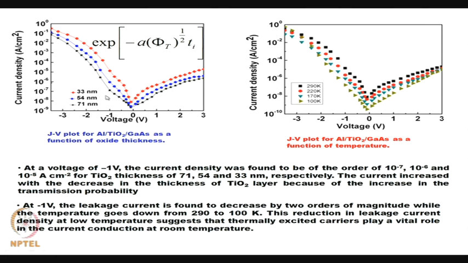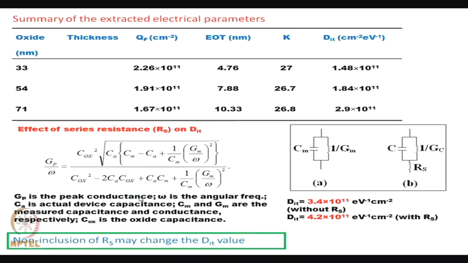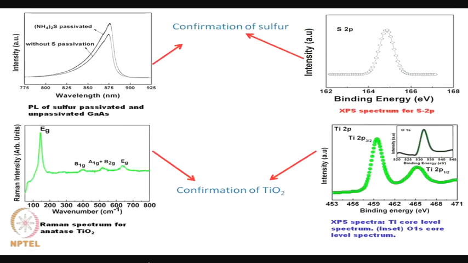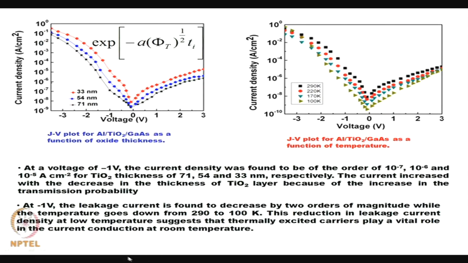So, this is the IV characteristics, that means current density versus voltage. At a particular voltage, say -1 volt, we have compared, and with a TiO2 thickness of 71 nanometer, 10 to the power -7 ampere per centimeter square is a very good value. With sulfur treatment and Al2O3, we have seen that it is 3 times 10 to the power -8, and here we have not used Al2O3, rather we have used TiO2 and it is 10 to the power -7. The current increased with the decrease in the thickness of the TiO2 layer because of the increase in the transmission probability.